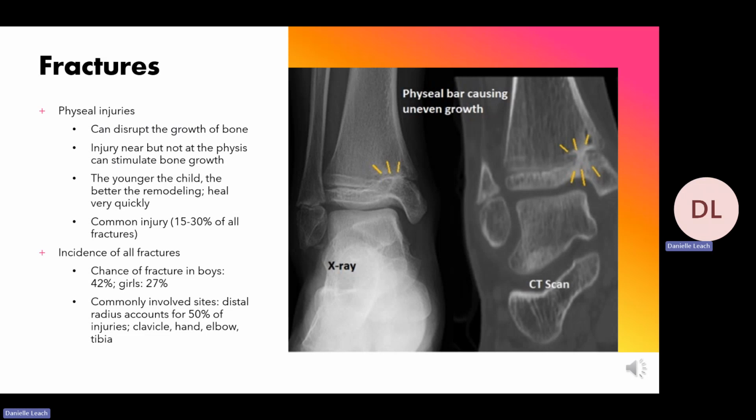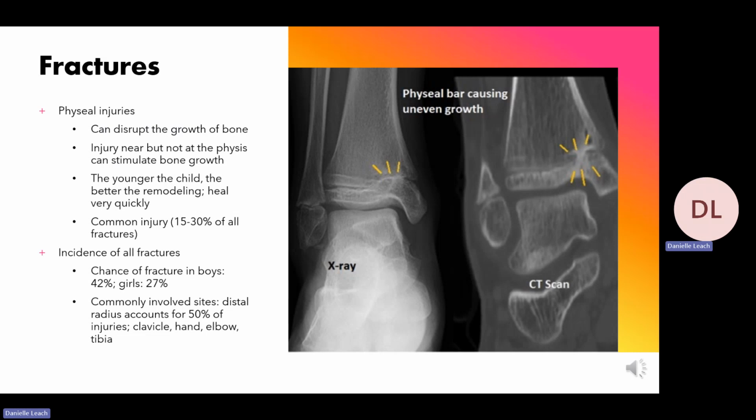The deformities can be caused because if the injury is not at the physis but near it, it can actually do the opposite and stimulate bone growth. So these can be some of the instances where some people, for example, may have one femur that's longer than the other, or tibia, so one of their legs appears longer than the other. Could also be from a hip problem, but these things can also happen from physeal injuries.